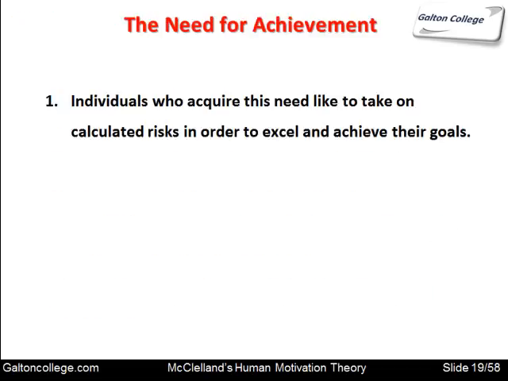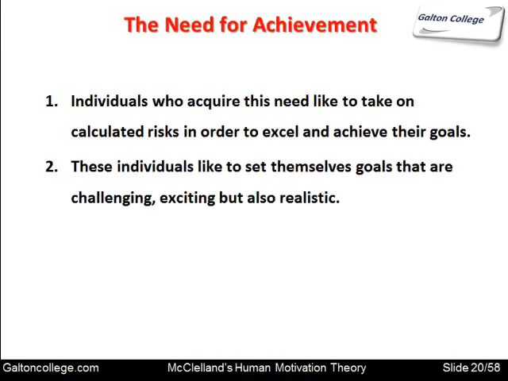Now, the need for achievement. Well, let's talk about this one. It's the first need. Individuals who acquire this need like to take on calculated risks in order to excel and achieve their goals. So, need for achievement. They like to take on a task that's difficult, but it is achievable. But they like to take on the task because they want to achieve, they want to be recognized as someone who did this.